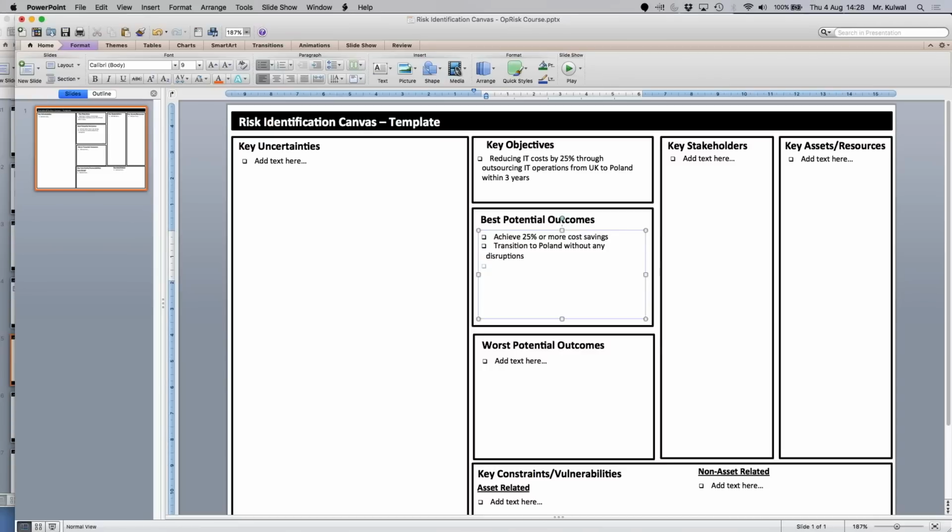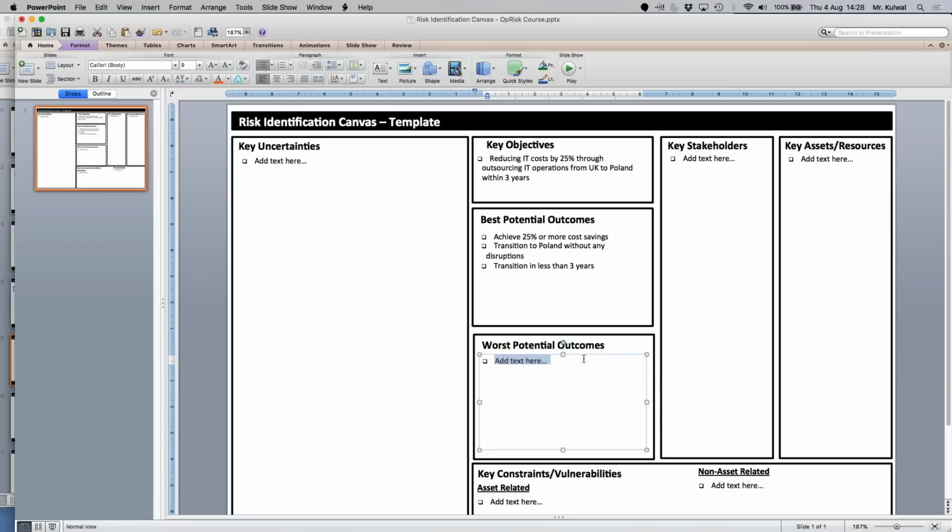Oh, transition in less than 3 years. Okay, so that's a good one. One of the positive outcomes may be that we are able to transition in less than 3 years. Okay, so 2 or 3 outcomes will work for us.